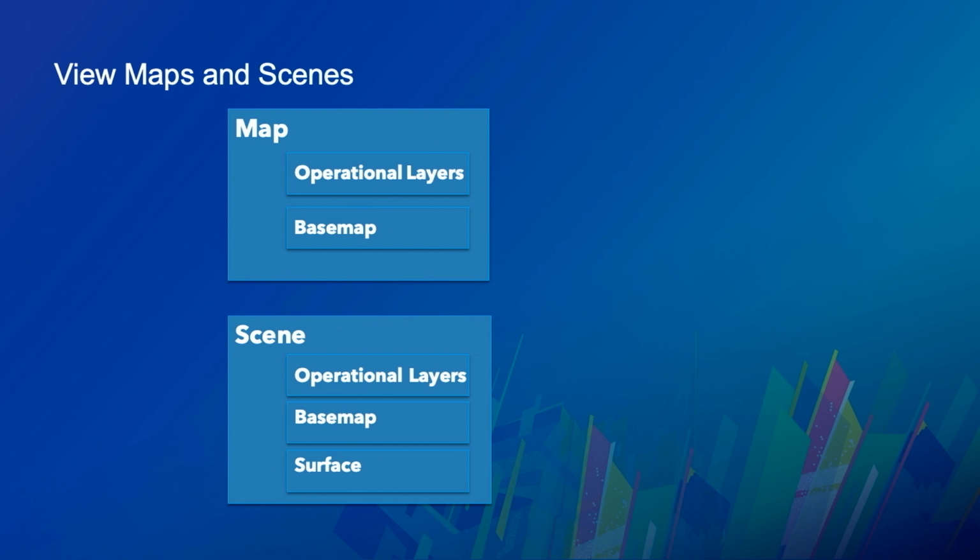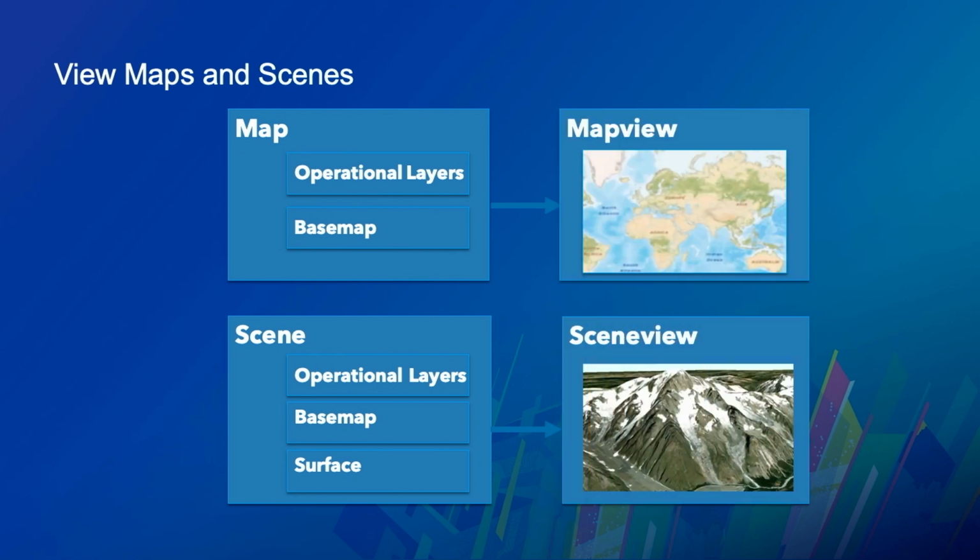A map is made up of a base map, which provides context and is the lowest level that you see. And on top of that are some operational layers. The scene is very similar, except a scene also has a surface that sits below the base map to give it an elevation and terrain that you'd expect in the real world. And to display these things in your app, you need to create a map view or a scene view and give them that model component.